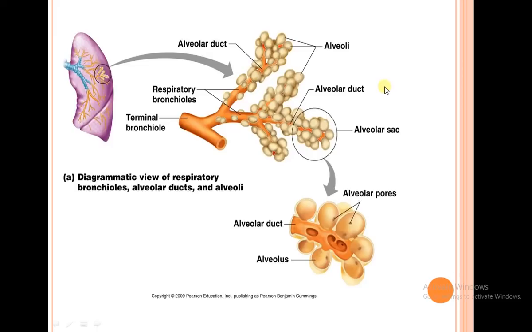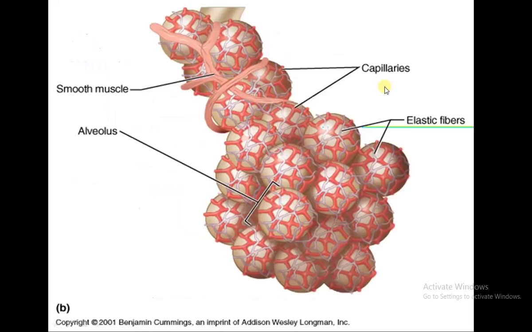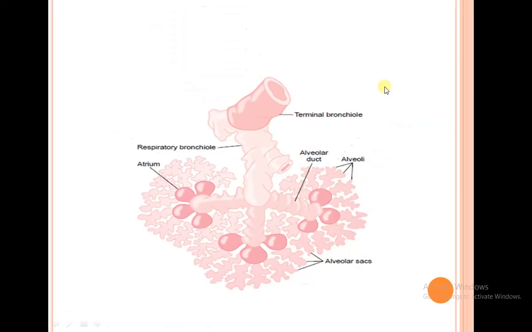Now by conducting zone, or the conducting part, we mean those components of the respiratory tract which are involved in conduction of air from the atmosphere to the parts of the lungs where gaseous exchange is going to take place. While the exchange unit, or the respiratory unit, includes those parts of the lungs where gaseous exchange is going to take place.